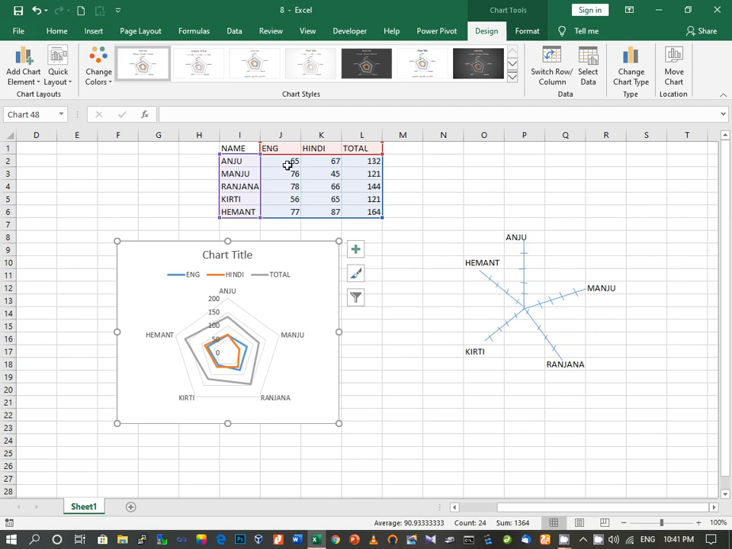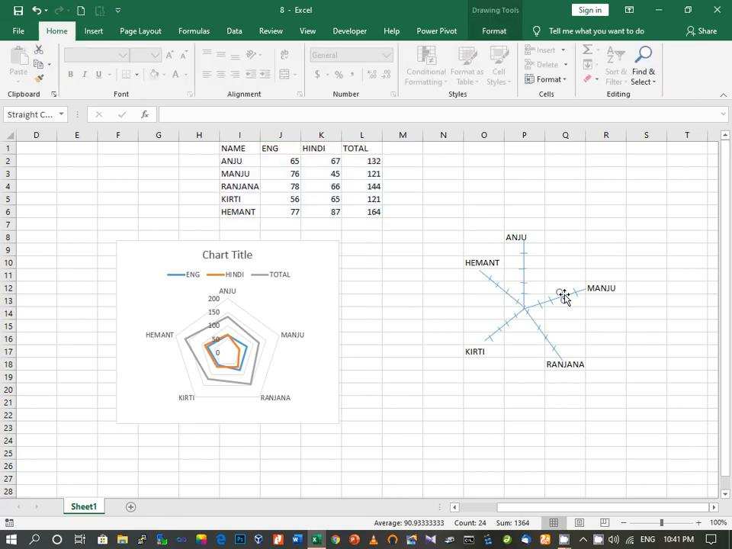Now first we are taking Anju, she got 65. So 65 will lie somewhere here, just above 50. So this will be 65. Then Manju got 76, so that will be from 25, 50, then 75, and slightly above this 75. So here we got one point here and one point here. So one line will be formed joining both of these. Here you can see that one line is joining both.